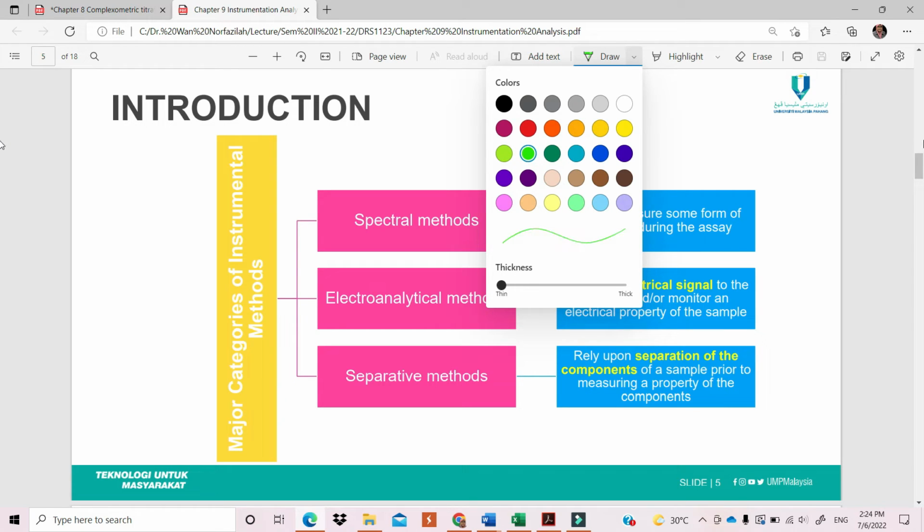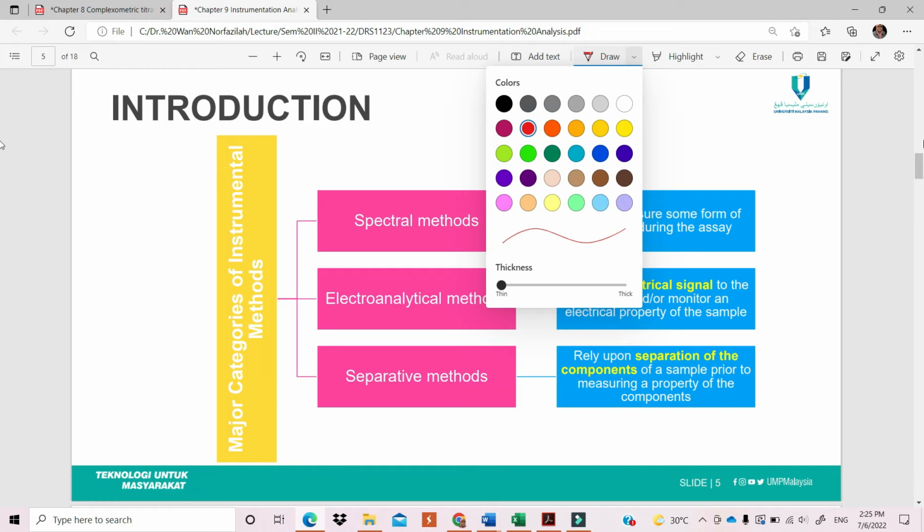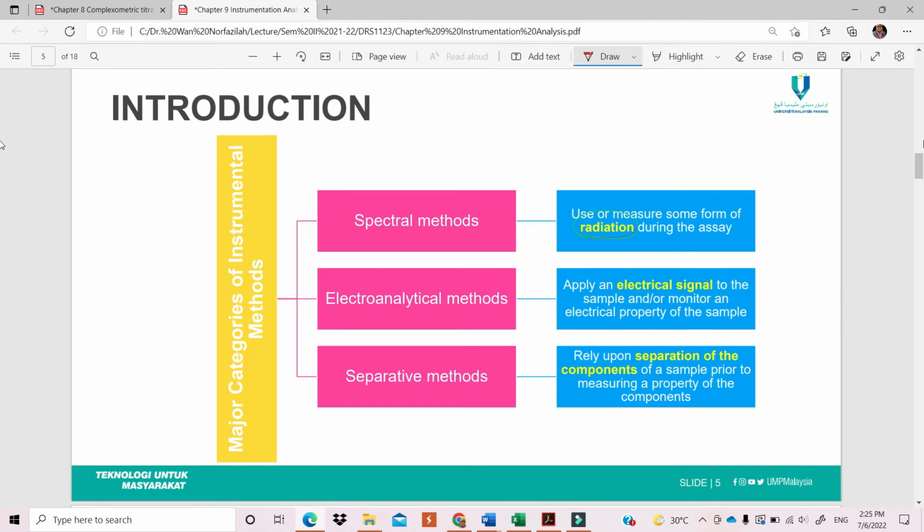if your instrument is going to use radiation, tak nampak, sorry. Warna apa, warna merah. Okay, kalau dia guna radiation, dia under spectral methods. So what is the radiation we are going to look at after this?